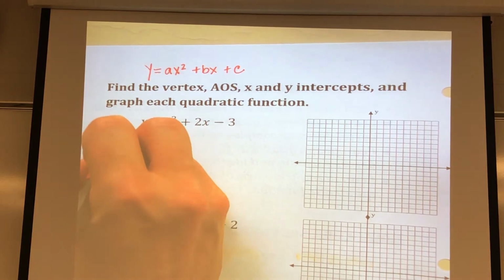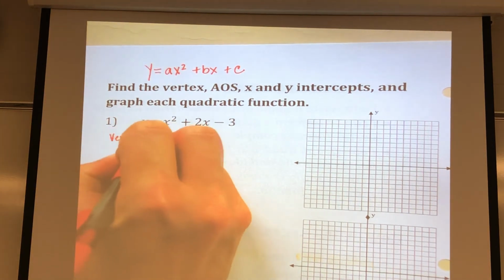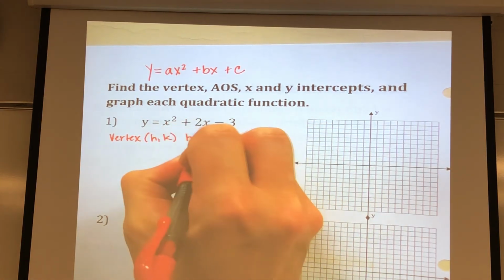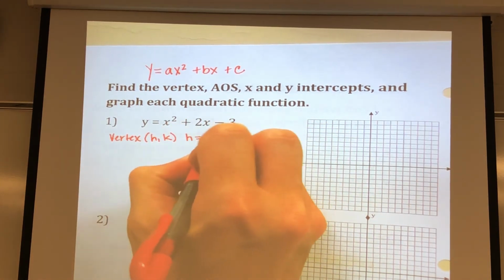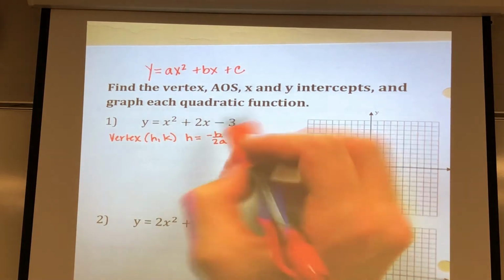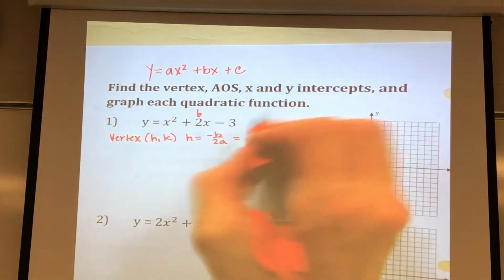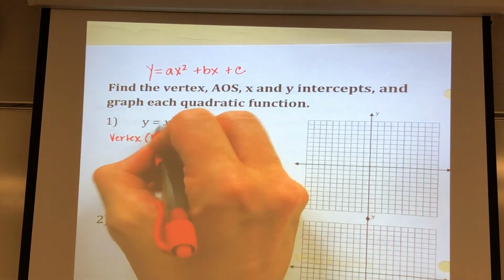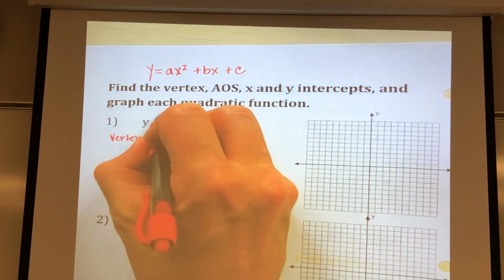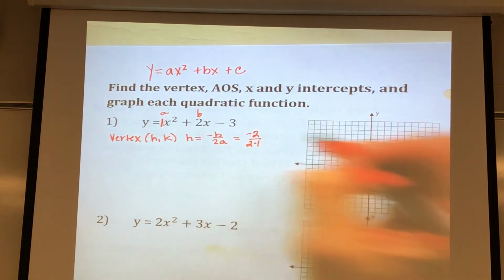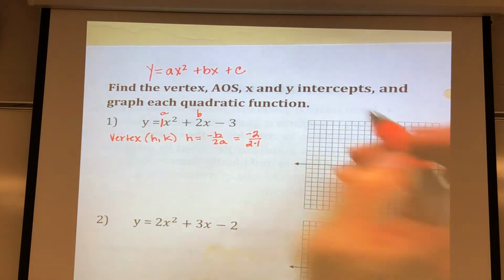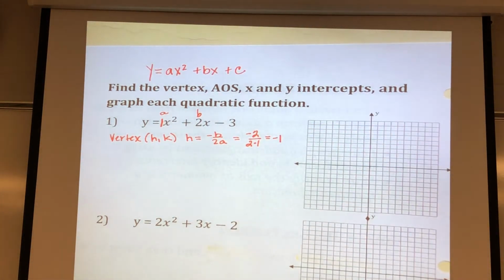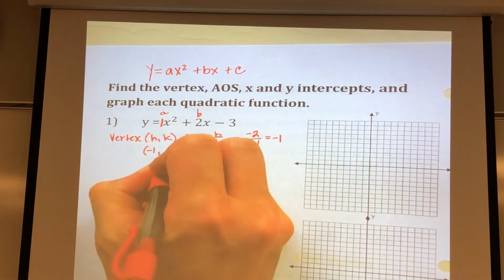All right, so we're going to start by finding the vertex. Remember, vertex from our list is h, k. And we find our h by taking the opposite of b over 2a. In this case, our b value is 2, so we're going to take the opposite of 2 over 2 times our a value. Now we don't have a number there, that means our a value is 1. So 2 times 1 is just 2. So negative 2 divided by 2 is negative 1. So our h value of our vertex is negative 1.